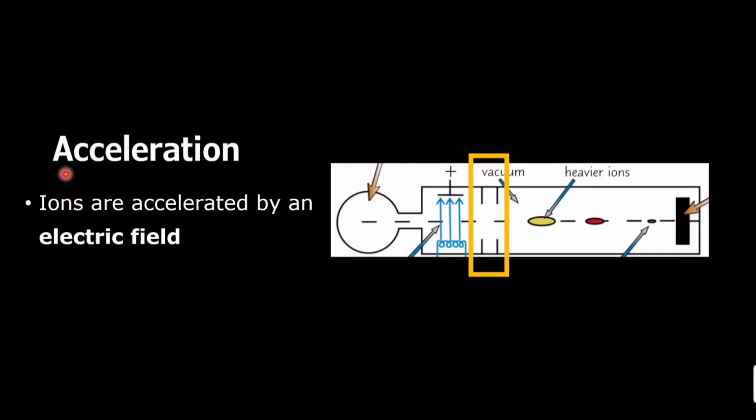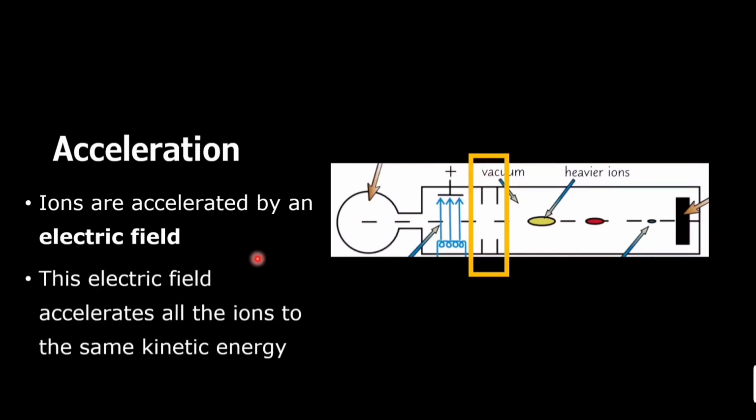So our ions are 1+ ions that we have formed from the ionisation chamber. So our 1+ ions are accelerated by an electric field in this acceleration chamber here. And this electric field that we're using to accelerate our ions accelerates all of the ions to the same kinetic energy. So it doesn't matter what mass these ions are, we're going to be accelerating them all to the same kinetic energy. And just to remind you, the equation for kinetic energy is half mass times velocity squared. So our acceleration is accelerating all of our ions to the same kinetic energy, and that's really, really important.